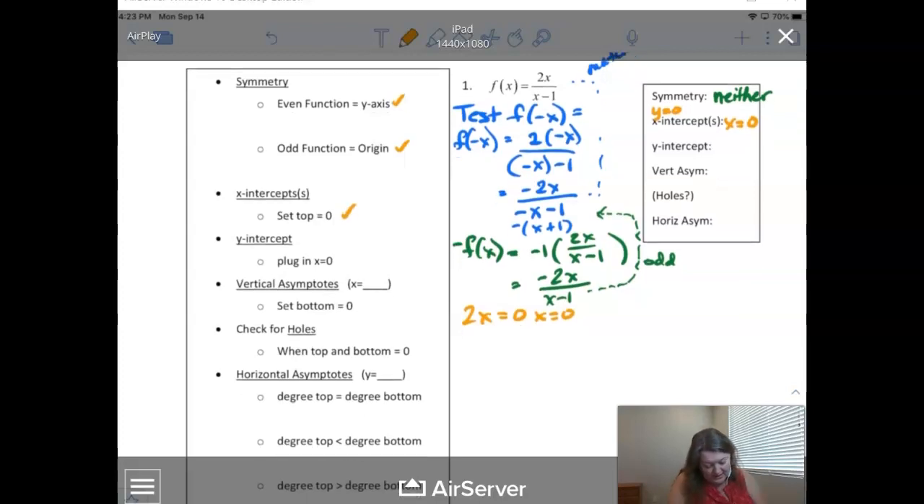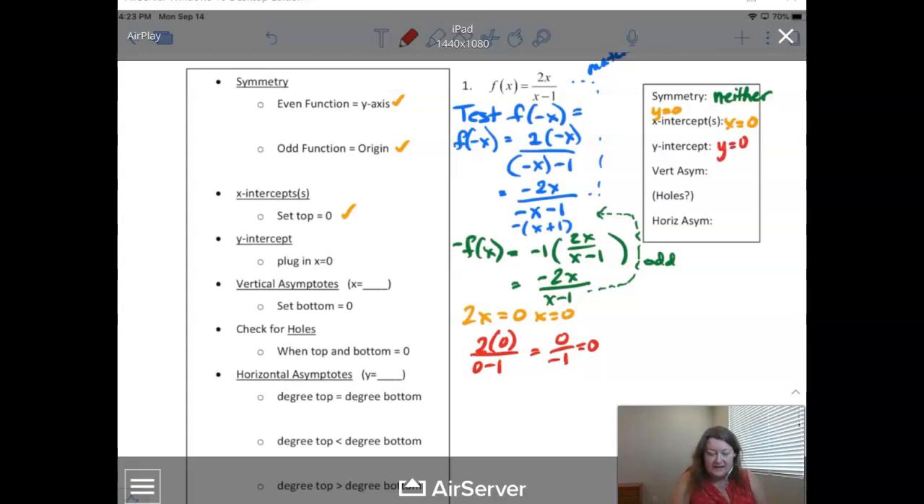To find the y-intercept, we plug in an x. So to plug in an x to the original, I would have 2, plug in a 0, over 0 minus 1, which is going to be a 0 over -1. So that looks like that's going to simplify to a 0. 0 over any other number is a 0. Just be careful if you ever get a 0 over a 0, that's trouble, okay? So the y-intercept is y equals 0.